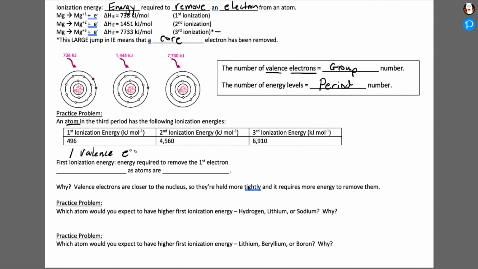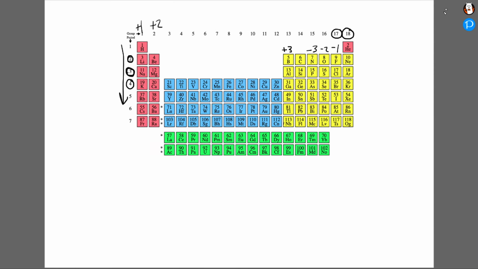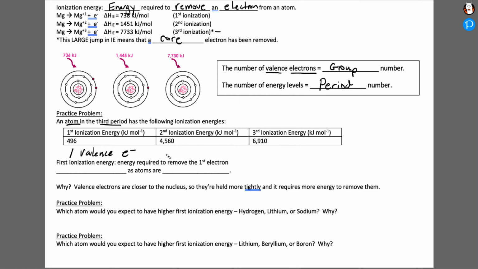So I know whatever this is has to have 1 valence electron. And since the problem is telling me that it's in the 3rd period, let's come back over here. All of these elements here have 1 valence electron, we said. Here's the 3rd period. Right here is sodium, is what we're looking at. So this one has to be Na, sodium.